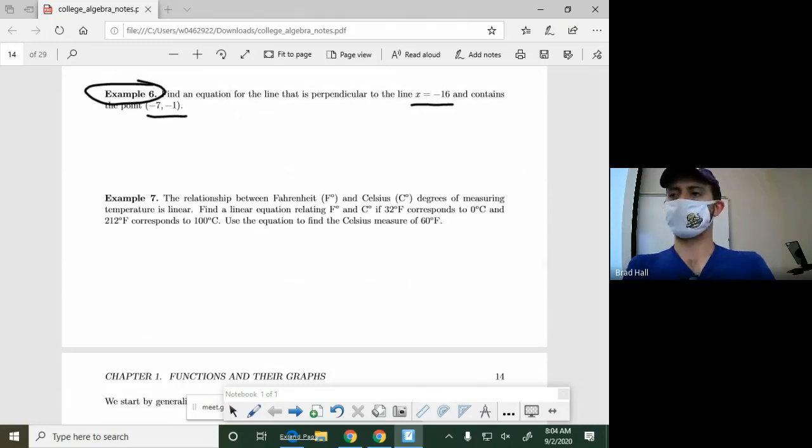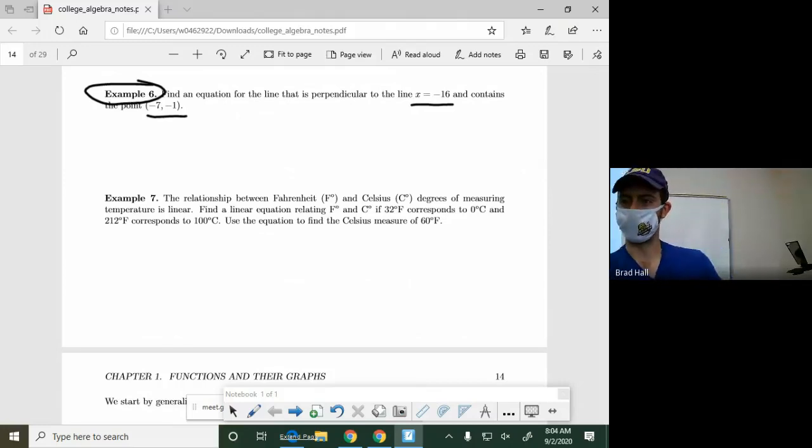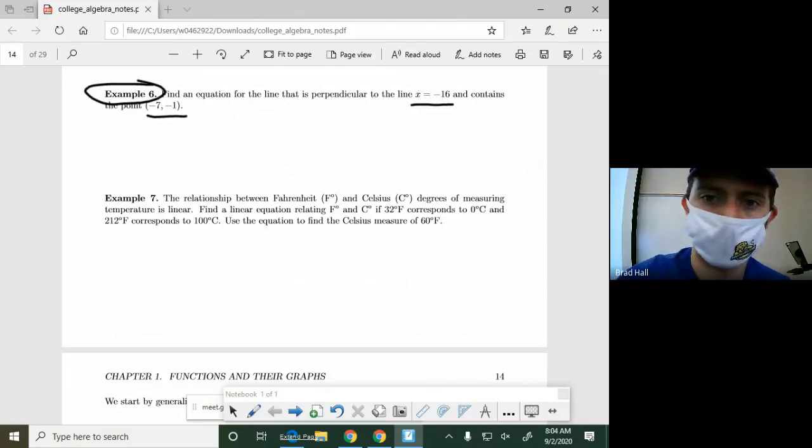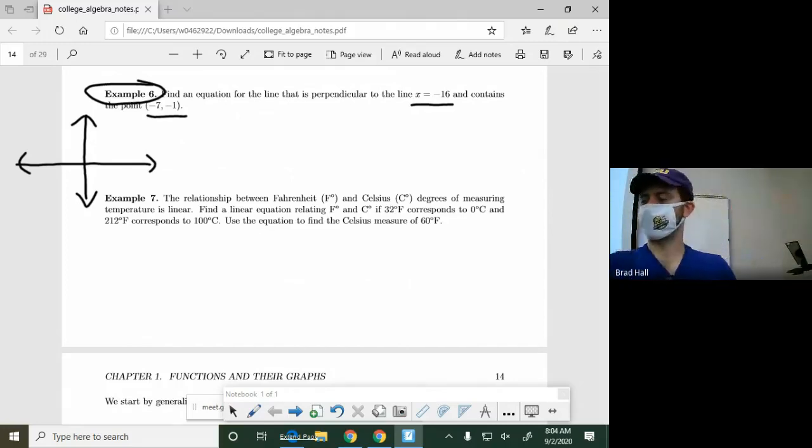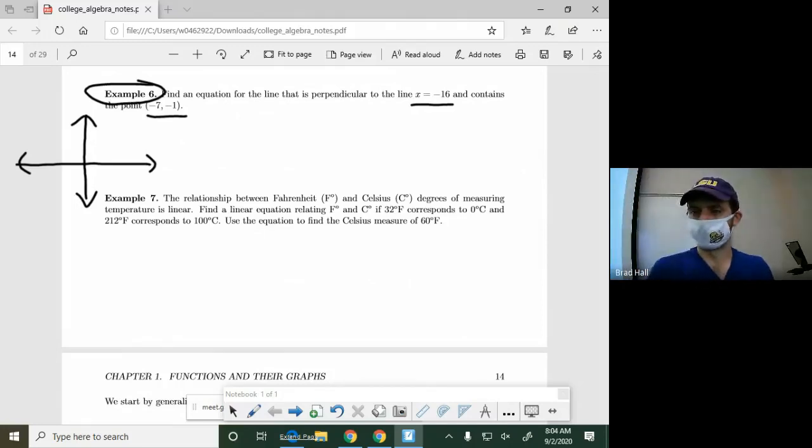So they give us a line, x is equal to -16, and they want us to find a line perpendicular to that. What does that mean? Let's think about that visually. It's not even in y is equal to mx plus b form, because there's no y at all. There's just an x.